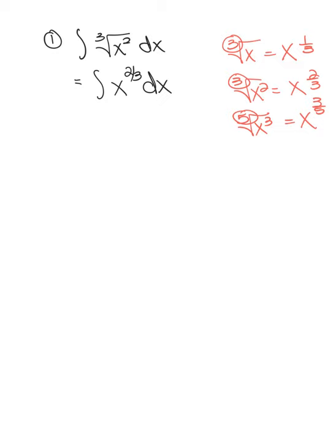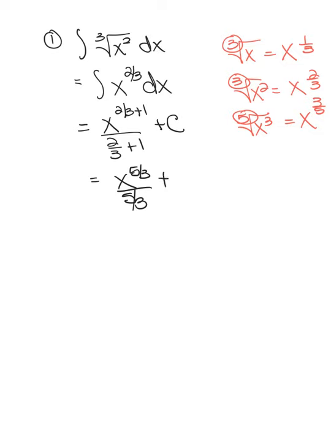Once you have this written in its fractional form and written as the exponent, you can go ahead and apply your power rule. This is going to be x raised to the 2/3 plus 1 power divided by 2/3 plus 1, all plus c. And that's going to give us x to the 5/3 over 5/3 plus c.